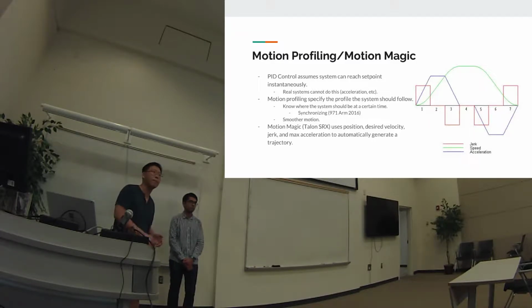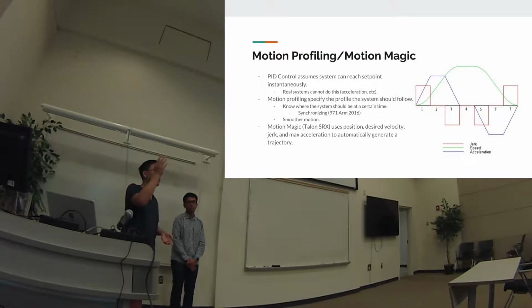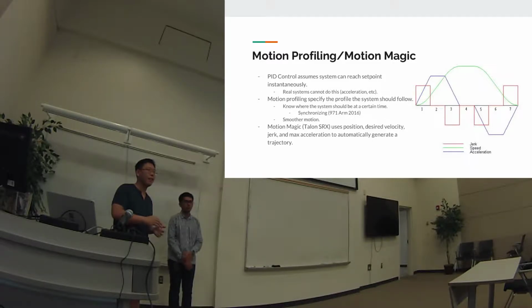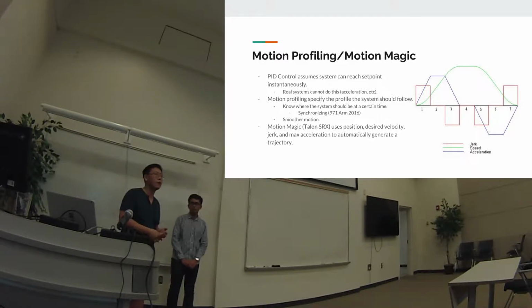Like, you know how a PID can kind of jump in place? Motion magic or motion profiling will accelerate your system, and then it'll decelerate as it approaches your set point. And that's really good, right? Because with mechanisms, you don't really want that really fast back and forth motion. You want it to accelerate and decelerate. It just expands the lifetime of your mechanism.